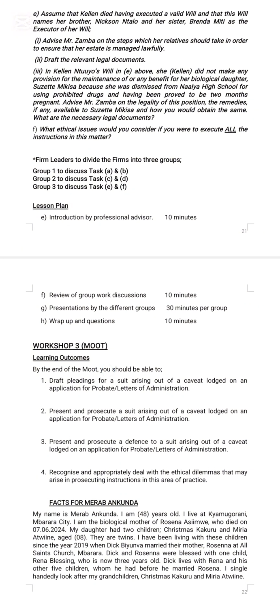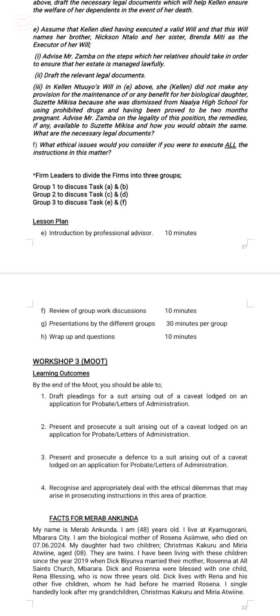In Karen Ntuyo's will above, she did not make any provisions for the maintenance of or any benefit for the biological daughter Suzette Mukisa, because she was dismissed from Nadia High School for using prohibited drugs and having been proved to be 2 months pregnant.